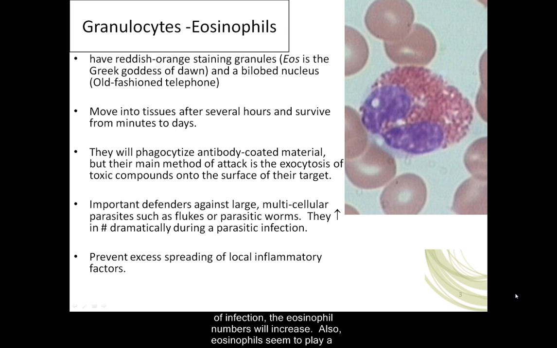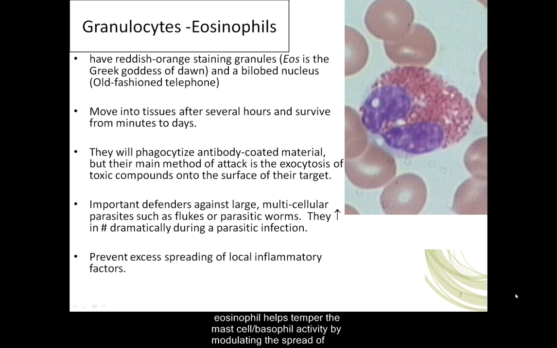During the time of infection, the eosinophil numbers will increase. Also, eosinophils seem to play a role in preventing the excessive spread of local inflammatory factors. They also help in ending the inflammatory responses initiated by mast cells and basophils. Clearly, if the mast cells and basophils were left unchecked, then widespread histamine and heparin release would cause excessive vasodilation. This is what happens during anaphylactic shock.